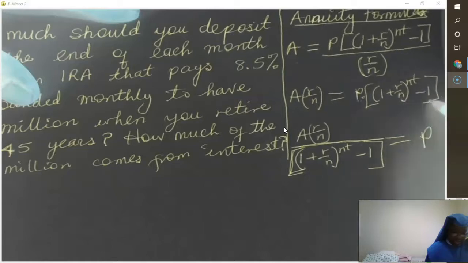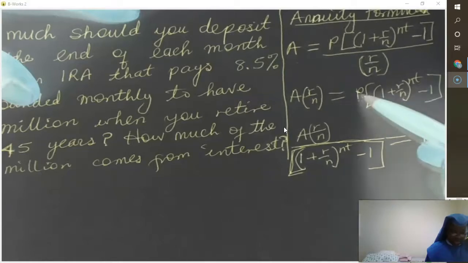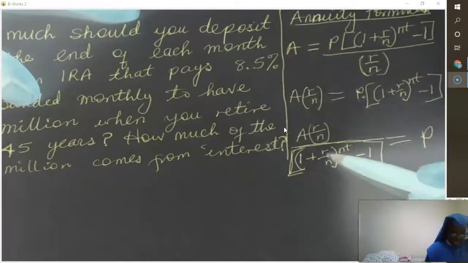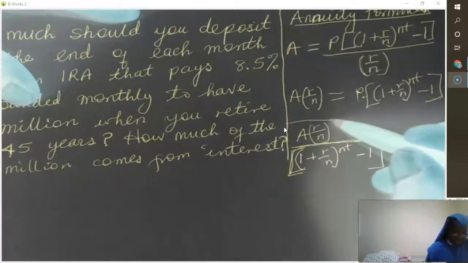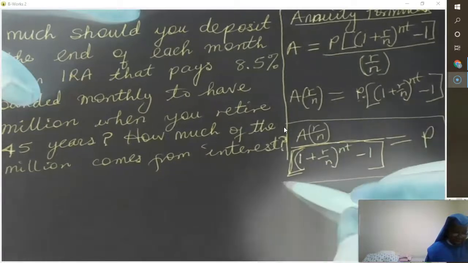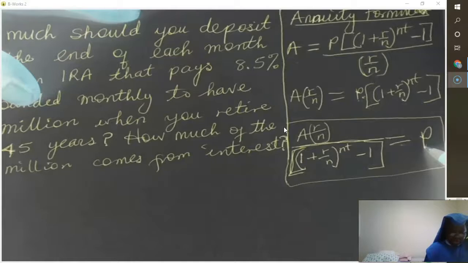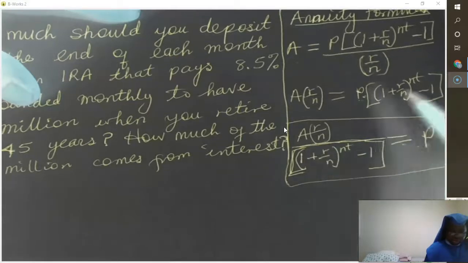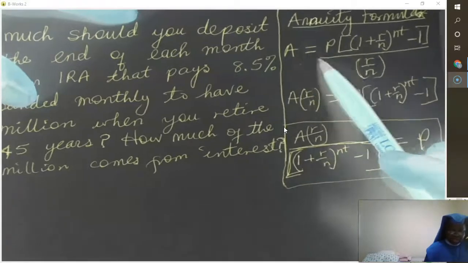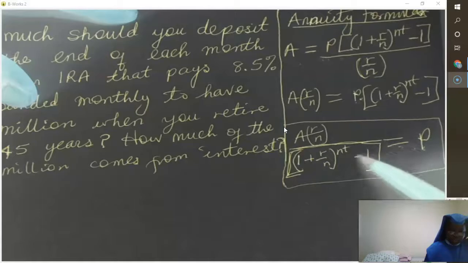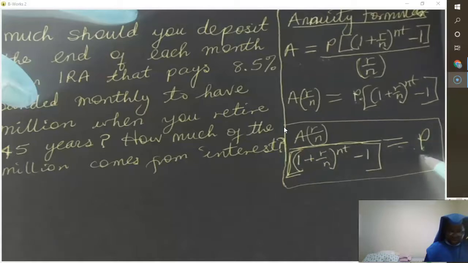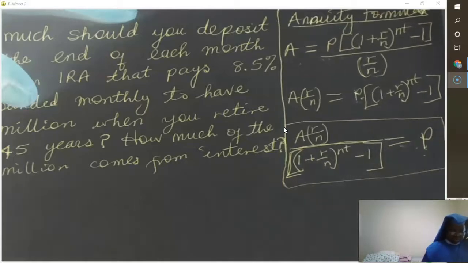Because we divide this side, it's going to cross out. So we have P left on this side, and this side we divide by. So this will be the formula. When you are looking for a principal, you just use this formula, and when you're looking for the annuity, you use this one. Because we are looking for the principal, we are going to use this formula. It makes it easier. We have already solved that.